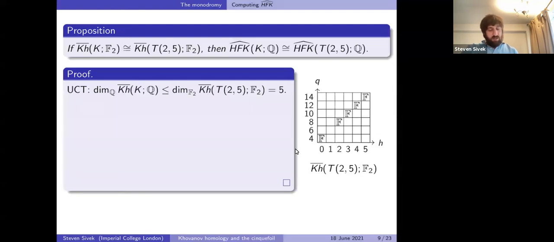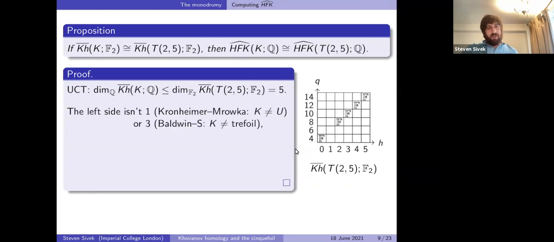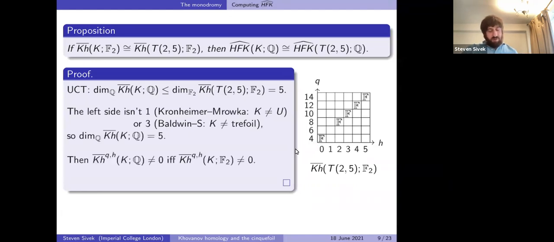All right, so the very quick outline of the proof is that the universal coefficient theorem says that the dimension over the rationals is less than or equal to the dimension over the field of two elements, which looking over here is 5. We know the left side can't be 1 because Kronheimer and Mrowka proved that it would be the unknot. We know that it can't be 3 because Baldwin and I proved that it would be the trefoil. So it has to actually be 5. And what that says, looking back at the universal coefficient theorem, is that over the rationals, it's supported in exactly the same set of bigradings as it is over Z mod 2.